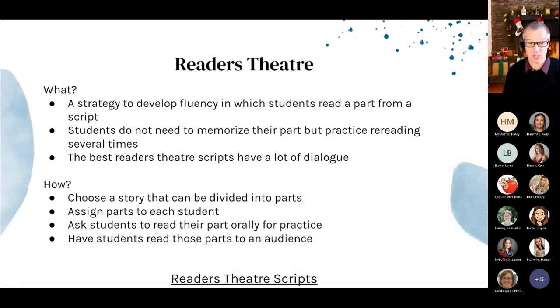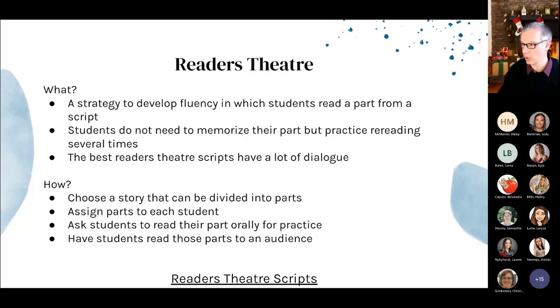The best readers theater scripts have a lot of dialogue in them. Changing characters often is a good one too. How can we do this? Choose a story that can be divided into parts, or you can assign parts to each student. You can ask students to read their part orally for practice, and have students read those parts to an audience. You can even get scripts to plays that might work too.